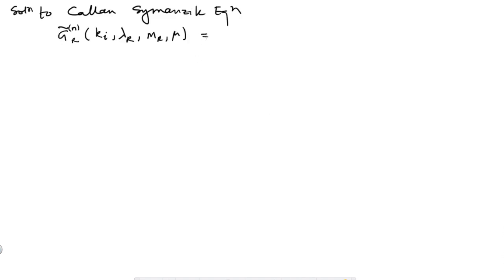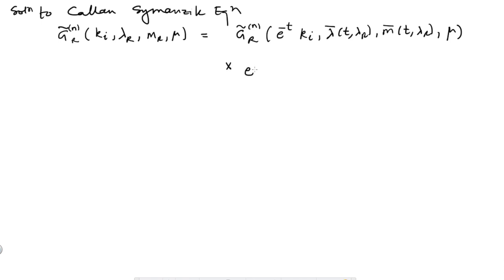Everything will involve running coupling constant and running mass parameter. So this is g tilde n e to the minus t ki lambda bar of t lambda r m bar of t lambda r mu, times e to the this integral. Note that n is fixed and is not a function of these couplings.